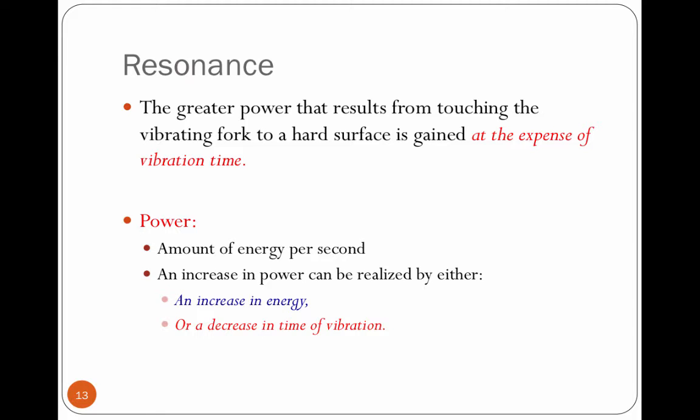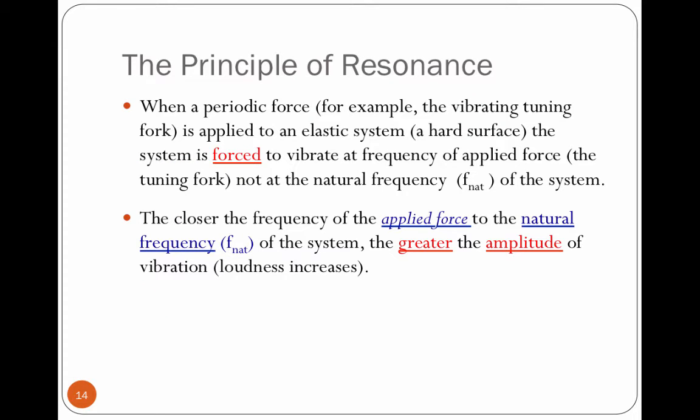So we take a tuning fork with its own mass and stiffness, we put it into vibration, it starts vibrating at its natural frequency. We hold that tuning fork up to a metal surface. All of a sudden the sound becomes louder, the sound is resonated. The hard surface is forced to vibrate at the frequency of the tuning fork. It's louder, but the vibrations end sooner than if the tuning fork were allowed to just go on its own. And that's the principle of resonance.